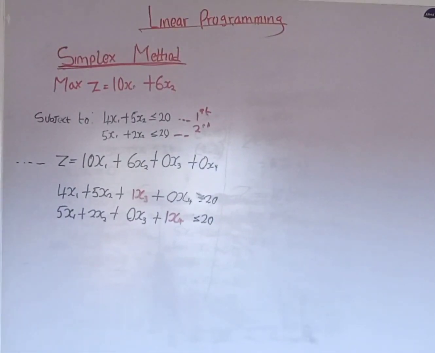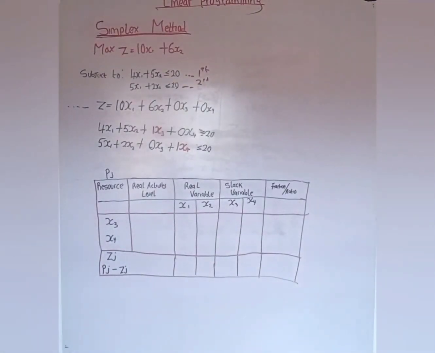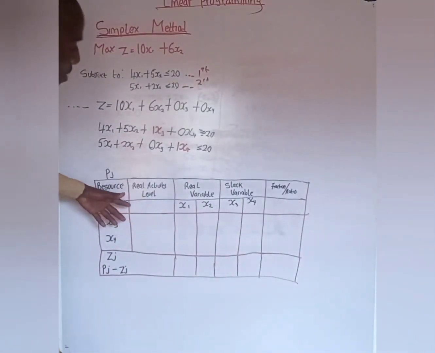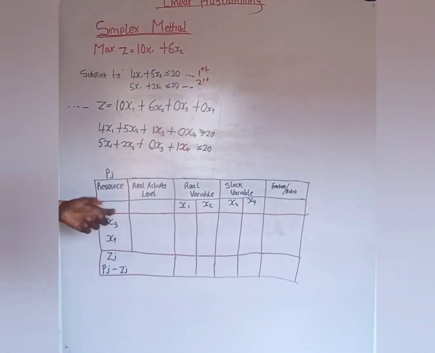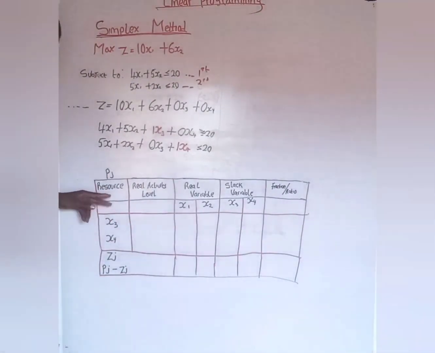Now, the next thing that you are going to be doing after changing this to standard form by introducing your slack variable is to construct your initial simplex table. That's not the first iteration. Construct your initial simplex table. Okay, this is our initial simplex table. So we have the resource, which is the input.